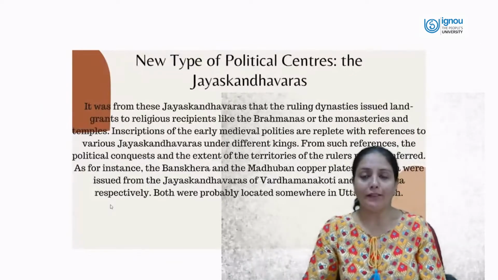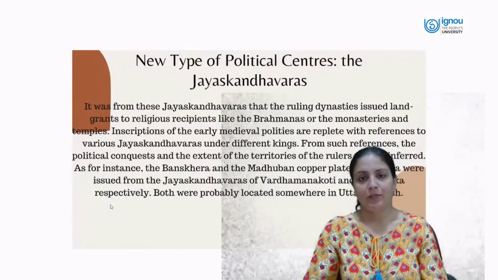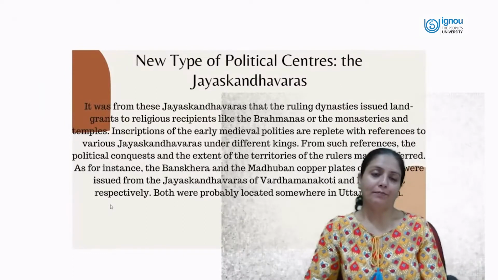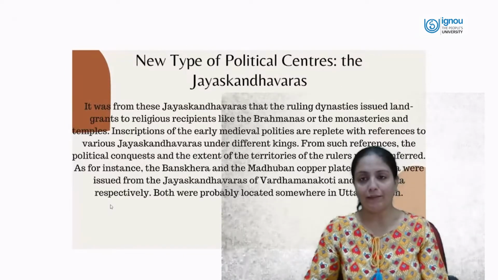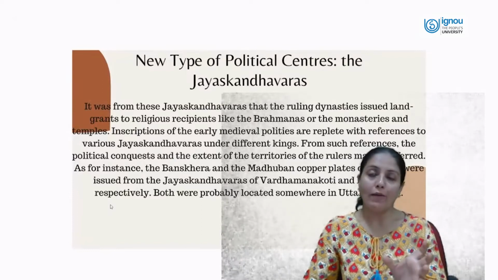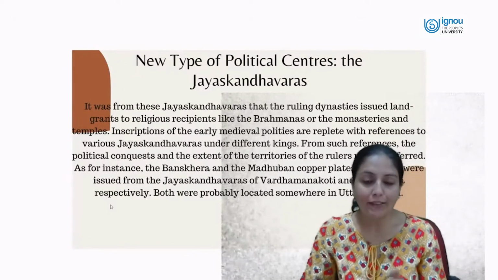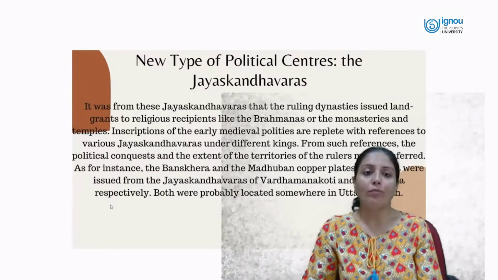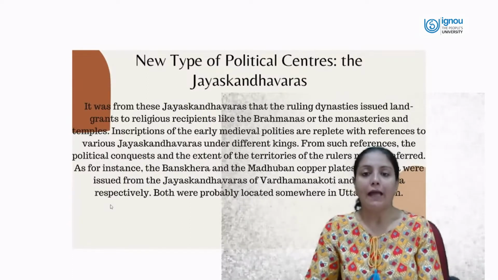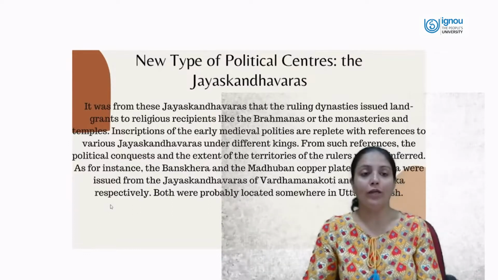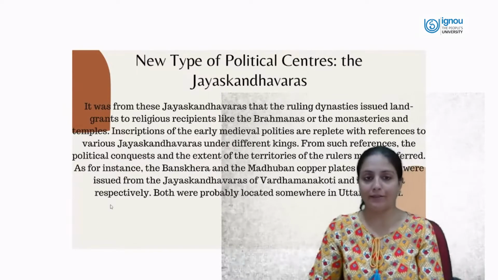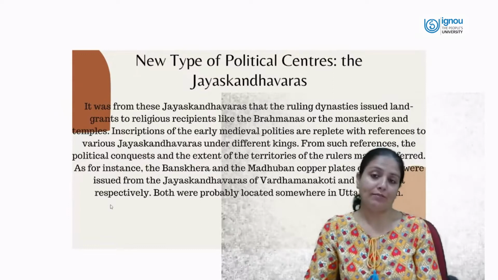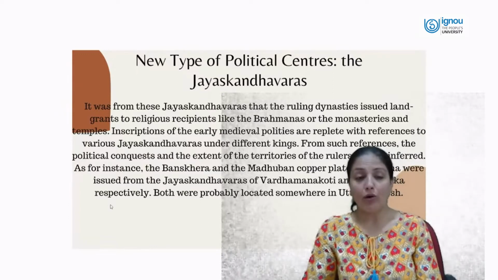New type of political centers: Jayaskandhavaras. How the small emperors made their political centers. Now we are going to start all these. It was from these Jayaskandhavaras that the ruling dynasties issued land grants to religious recipients like Brahmins or monasteries or temples.